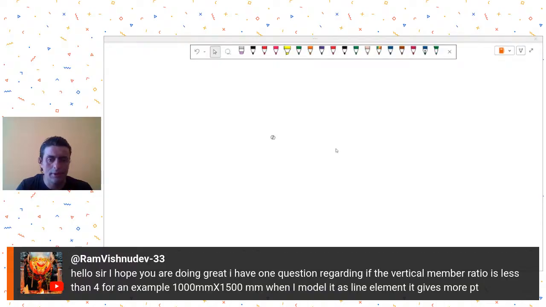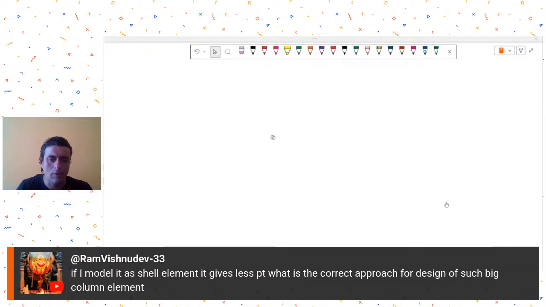I have one question. If the vertical member ratio is less than 4, for example, 1000 mm by 1500 mm, when I model it as a line element, it gives more PT. If I model it as a shell element, it gives less PT. What is the correct approach for design of such big column element?